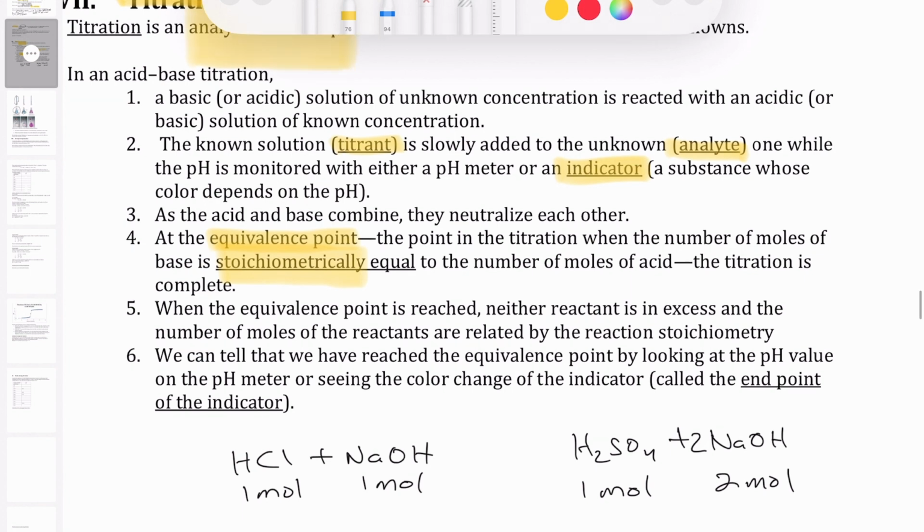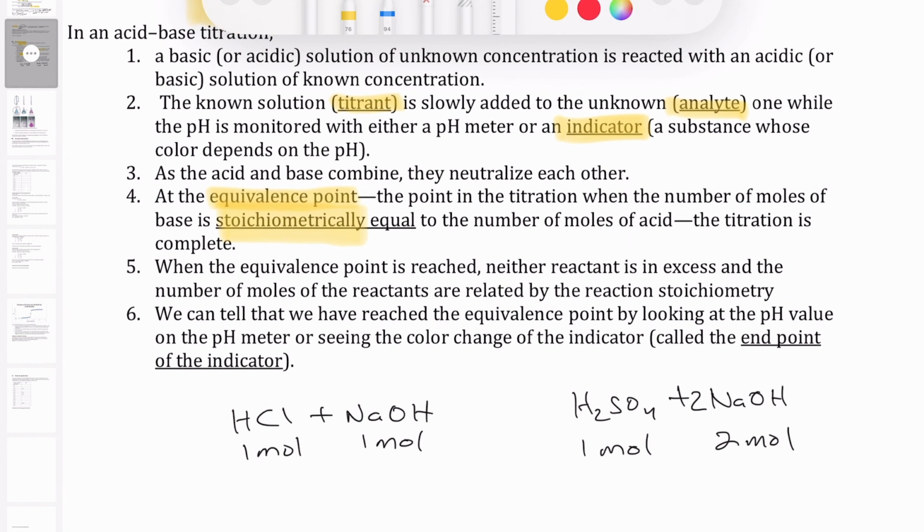And as a result, the equivalence point in these two titrations is not going to be the same. It depends on what kind of acid and what kind of base you're using. Now, the equivalence point then is an important idea. It's not necessarily when the number of moles of the two species are equal, but it's the point when the number of moles are stoichiometrically equal. So we need to take into account the stoichiometry between the acid and the base.